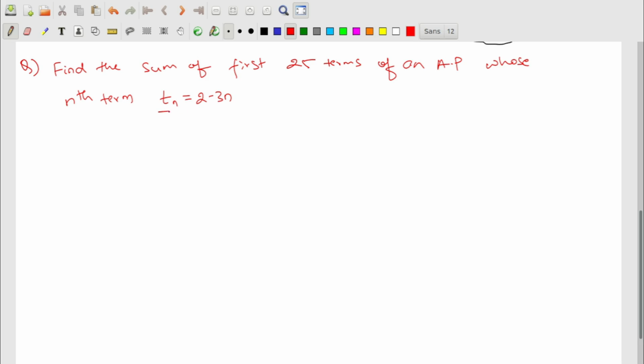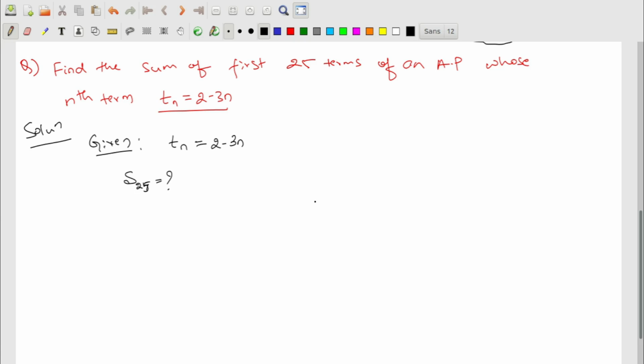The nth term is given here and you need to find the sum of first 25 terms of an AP. So first write what is the given data. Given here is the nth term Tn, or you can take An, which is equal to 2 minus 3n, and what we need to find here is the sum of first 25 terms of an AP, that is S25.